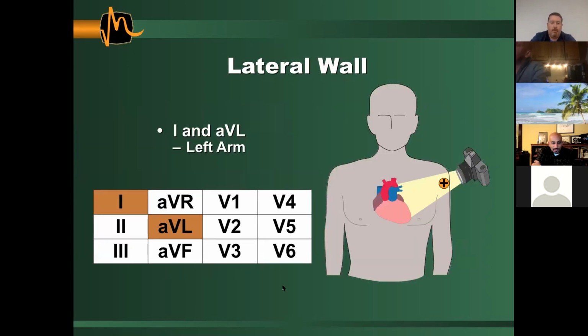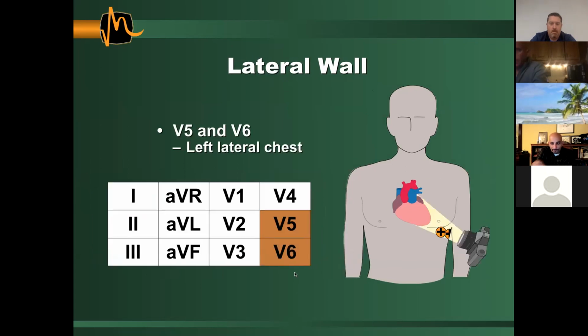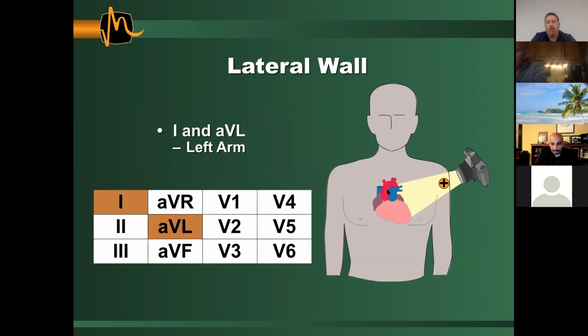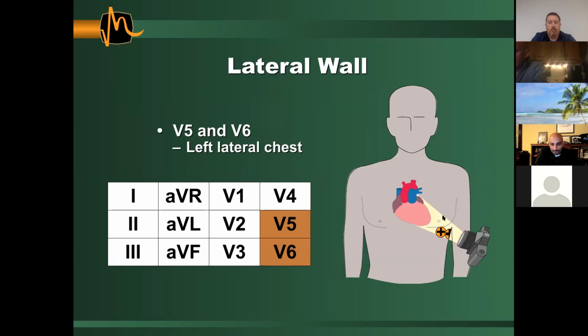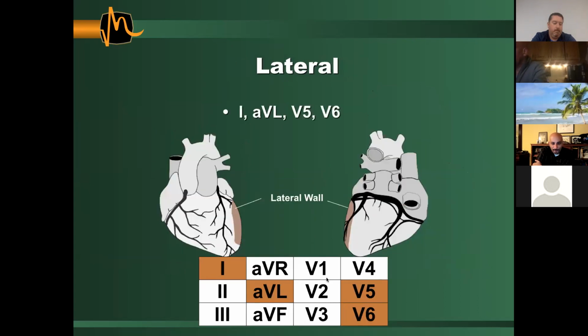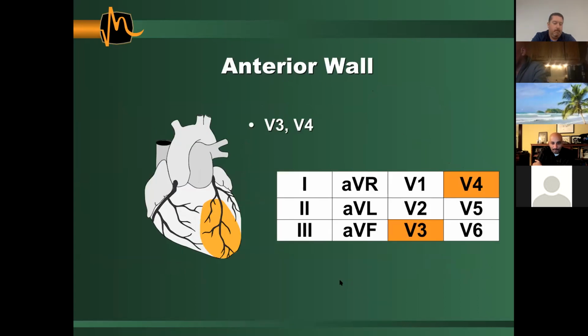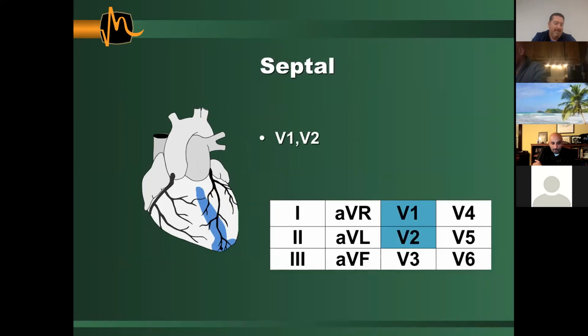I'm going to skip through most of these. So this is just the direction that those leads look at from the heart. So V1 and AVL look from a more high angle on the heart, and then V5 and V6 look a little lower on the heart. So sometimes you get a little different view in those leads of the lateral part of the heart. And then V4 and V3 looking at the anterior wall. V1 and V2 look at the septum.